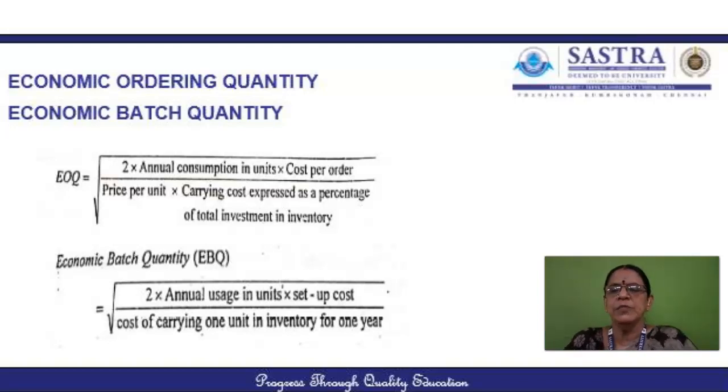We shall see some of the problems in EBQ and EOQ. First, we shall start with the economic ordering quantity, EOQ. First problem.